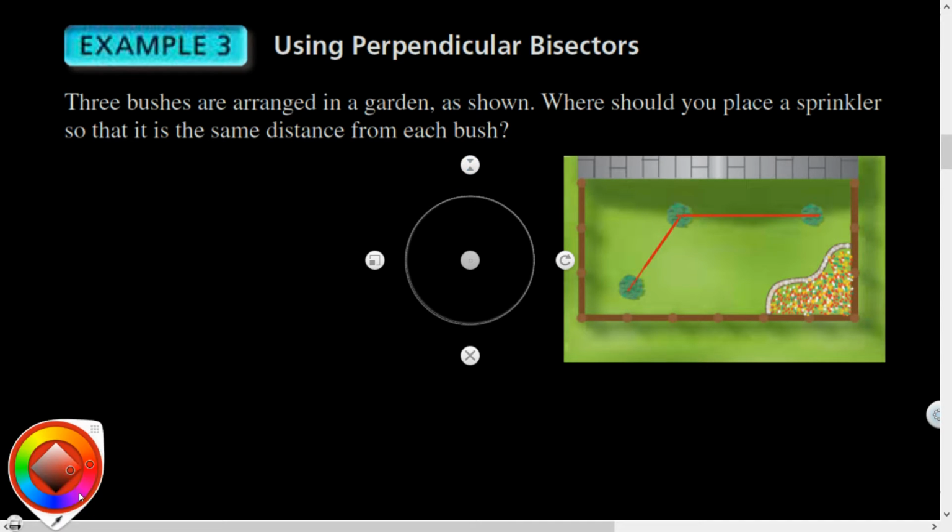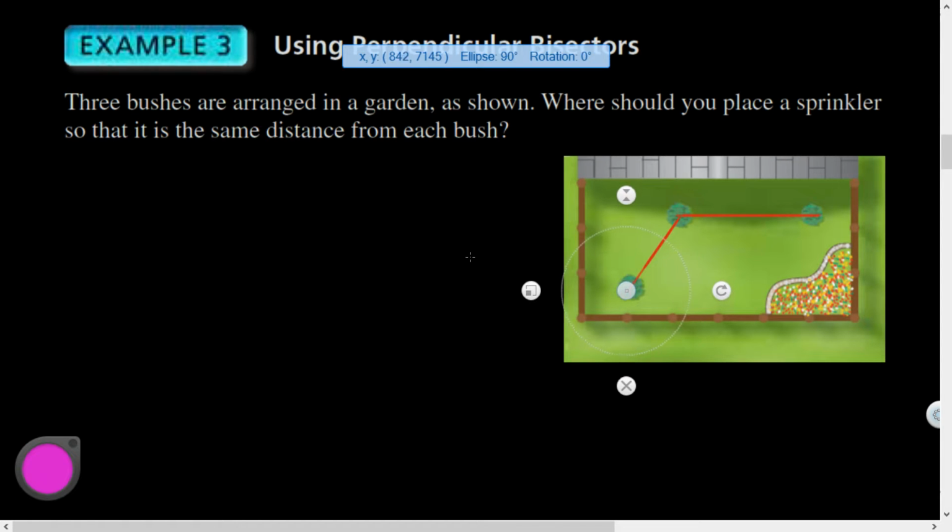All right, here we go. So watch this. I'm going to draw perpendicular bisectors to these. If I want a sprinkler that is the same distance from each of those, then those 3 bushes would lie on a circle in which the radius is that distance and the sprinkler is at the center.